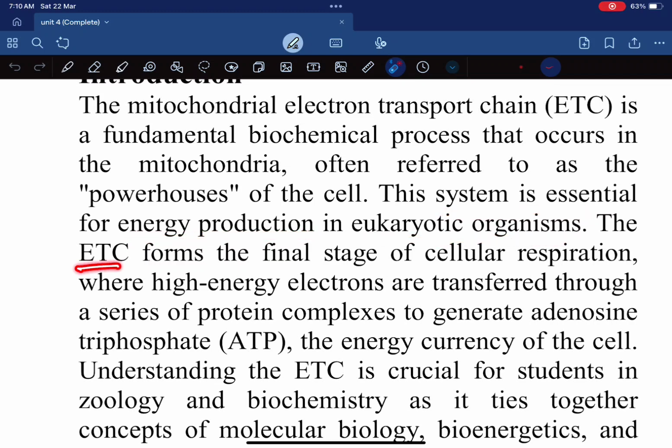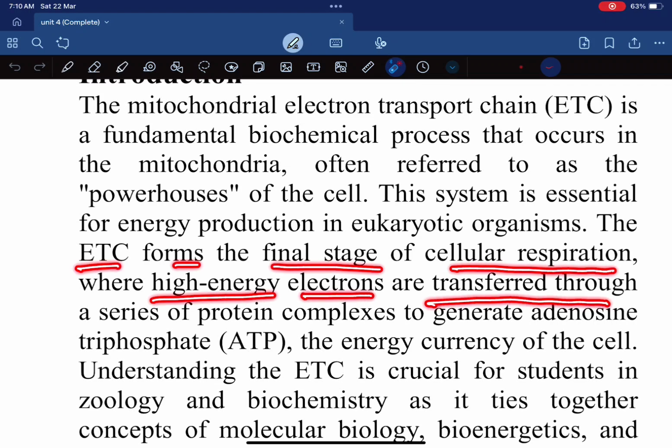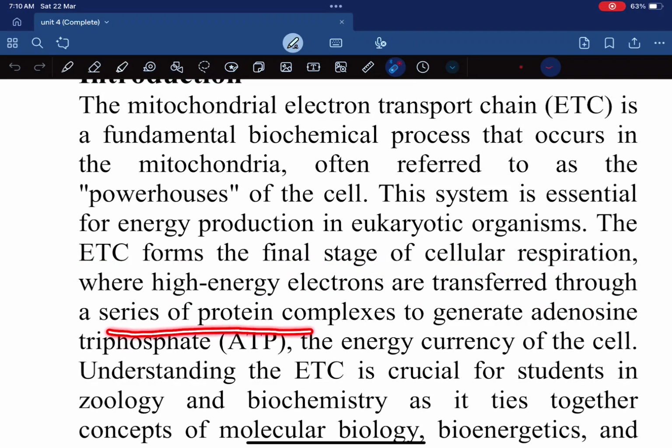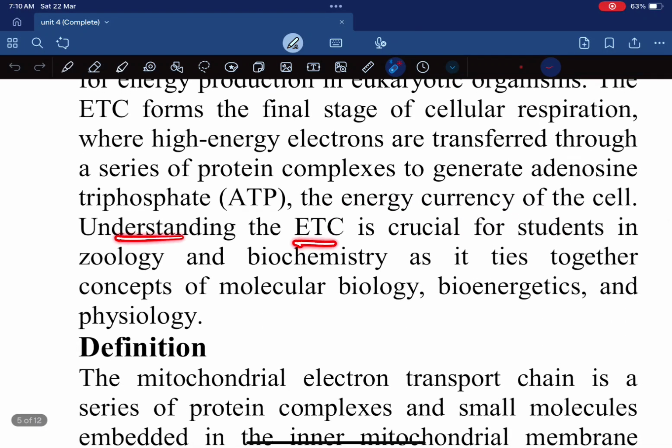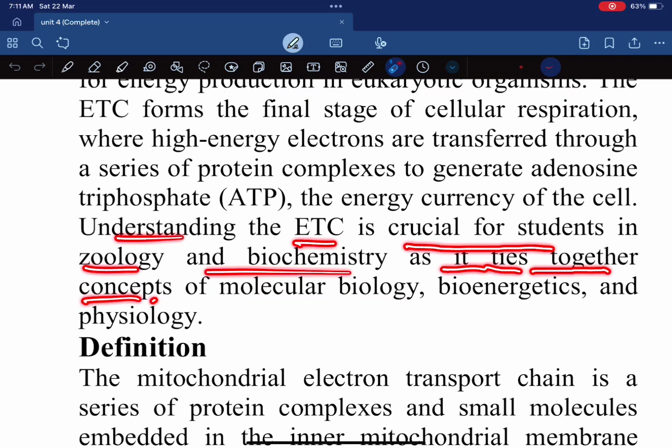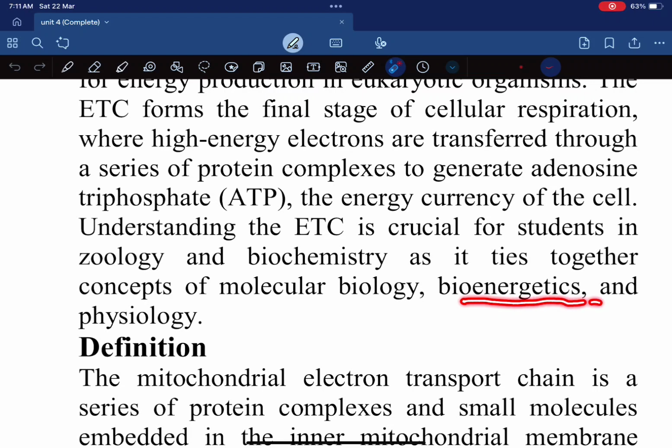The ETC forms the final stage of cellular respiration, where highly energetic electrons are transferred through a series of protein complexes to generate adenosine triphosphate, the energy currency of the cell. Understanding the ETC is crucial for students in zoology and biochemistry, as it ties together concepts of molecular biology, bioenergetics, and physiology.